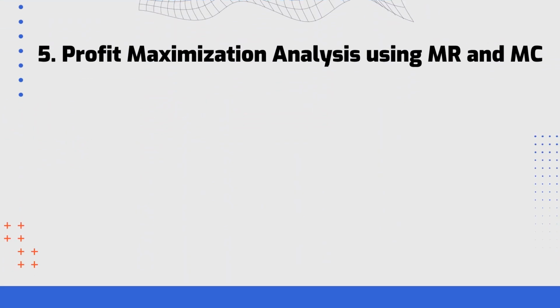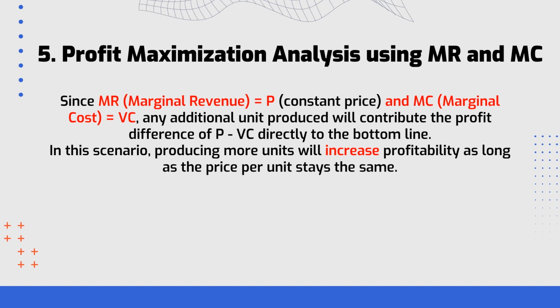For profit maximization, we use the concept of marginal revenue (MR) and marginal cost (MC). We remember from the data provided at the beginning of the task that MR equals $15 while MC equals $4. Remember that the condition for profit maximization is MR equaling MC. Since MR is greater than marginal cost, producing more units will increase profit until MR equals MC.